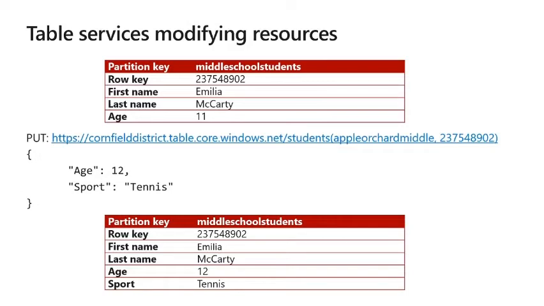Table services modifying resources. Here you see a partition key and then you see the name of it. So to put a request you send the name of the table, account.table.core.windows.net slash students, which is an object, and you send some data in there and with that you send a put request.